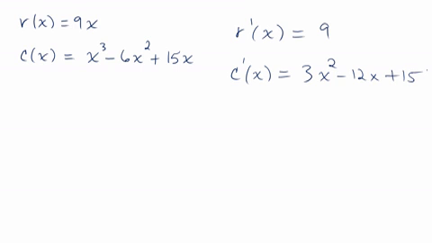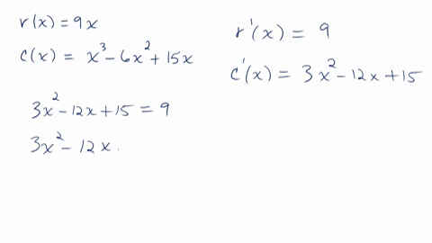And again, maximum profit will occur where those two are equal. So let's set R prime of x equal to C prime of x. So that yields 3x squared minus 12x plus 15 equals 9. And now we'll solve this equation for x. So we get 3x squared minus 12x plus 6 equals 0. Go ahead and factor out a factor of 3. So that gives us 3 times the quantity x squared minus 4x plus 2.